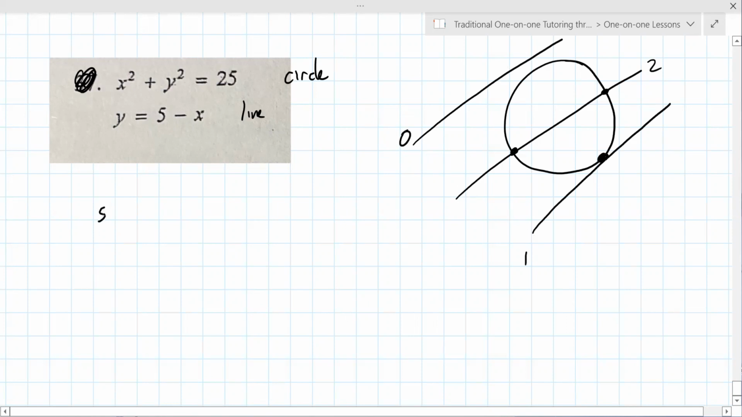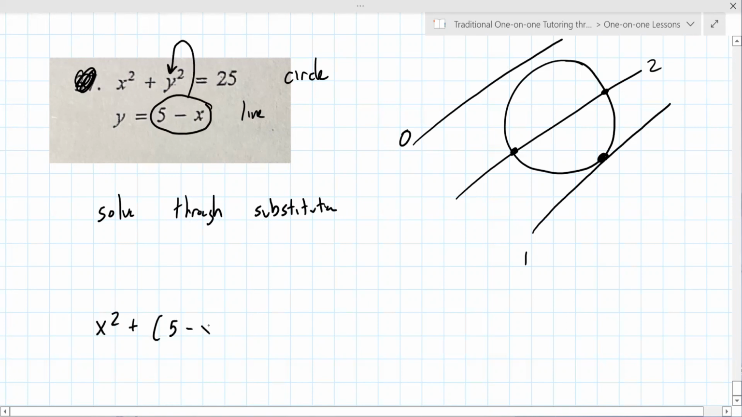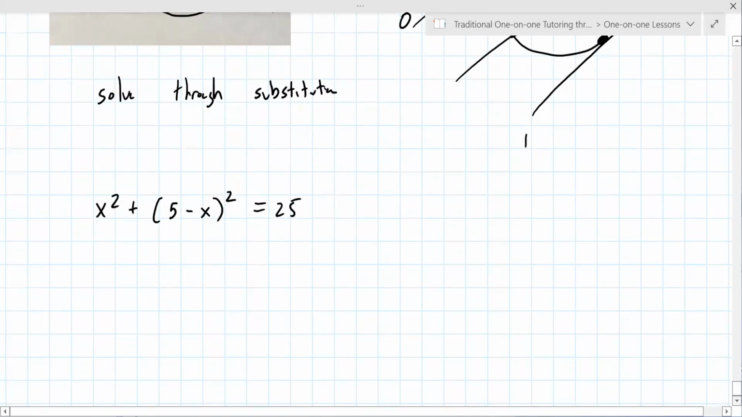Now, the only way to solve this is through substitution. Well, the only reasonable way, we'll say. Which means it should be solved for something already. The second equation is already solved for y. That's going to go in wherever you see a y. So you have x squared plus parentheses 5 minus x squared equals 25. You just put that, whatever it is, in for y. Don't try to simplify it yet. That'll come in the next steps.